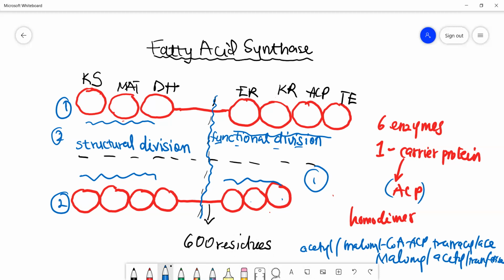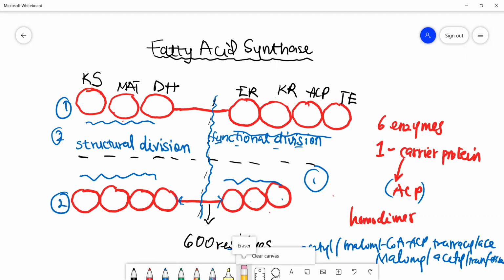Now let's continue. And one thing you also need to know is that the 3 and then the 4 segments are linked by what? A segment that has 600 what? Residues. So these are the subunits, and then there is a link that is made up of 600 residues. That's what connects the 2 extremes of the fatty acid synthase. Now let's continue.